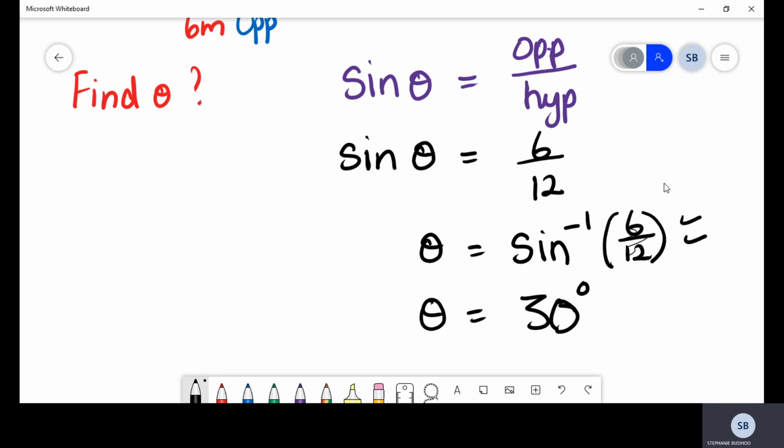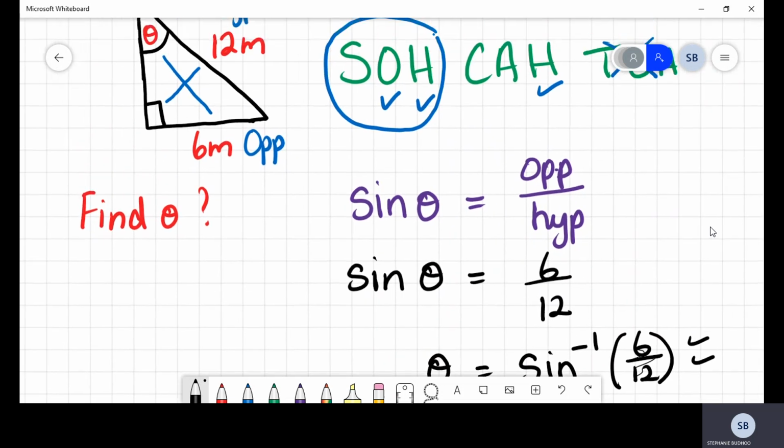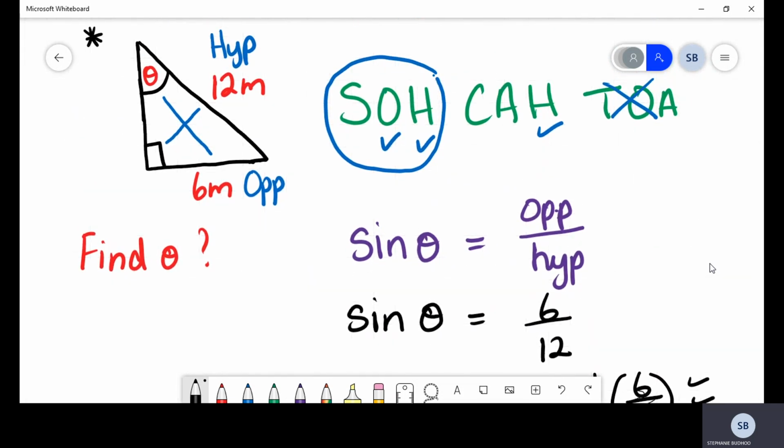That's how you would use SOHCAHTOA, all of your different types of trig ratios, to find the angle within a right angled triangle.